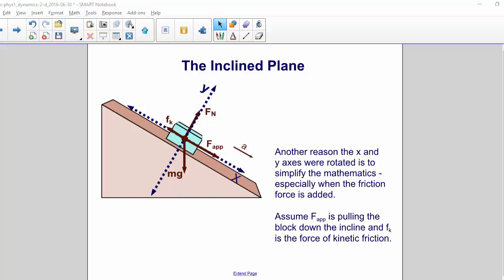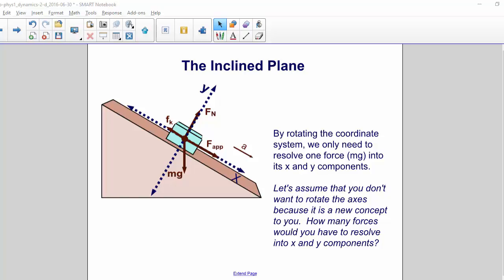Another reason to rotate the axes is because of friction. Friction will be along the x-axis, so the only thing that is not along an axis is mg. So now by rotating the system, we only need to resolve one force, mg, into its x and y components.